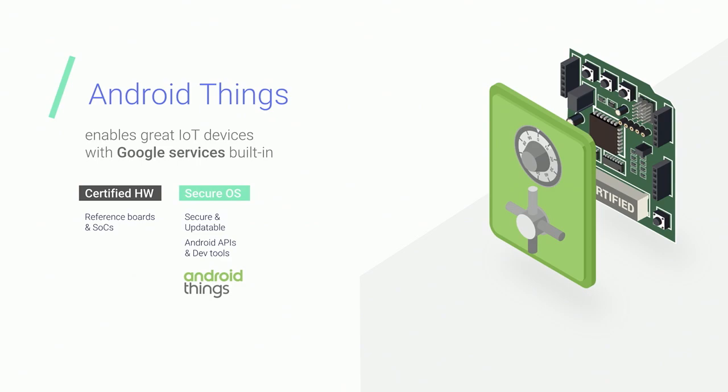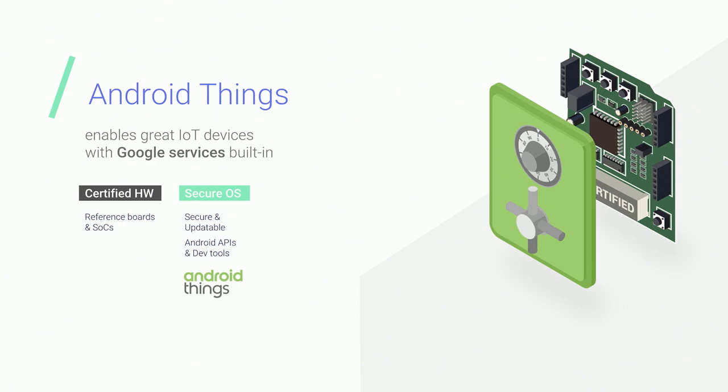The Android Things operating system is then placed on top of these modules. So Android Things is a new vertical of Android built for IoT devices. Since we work so closely with our silicon partners, we're able to maintain these modules in new ways. It allows these devices to be more secure and updatable. Also, since it's an Android vertical, you get all the Android APIs they're used to for Android development, as well as the developer tools and the Android ecosystem.